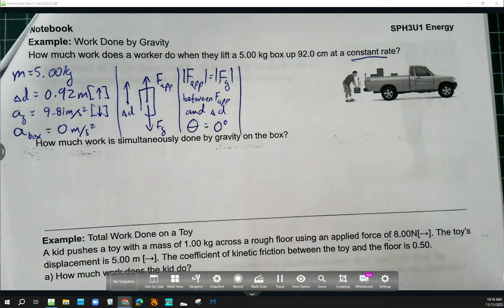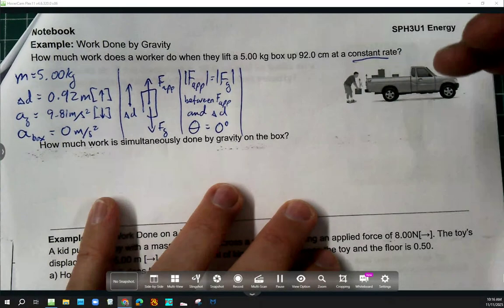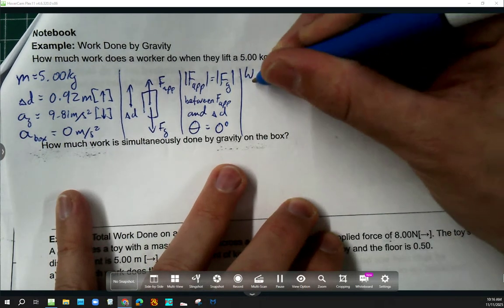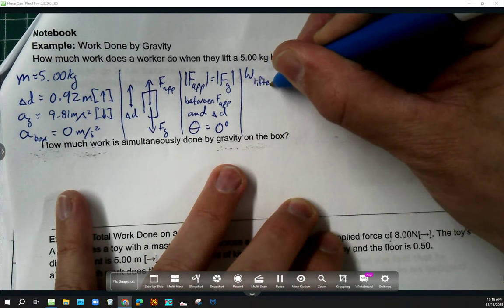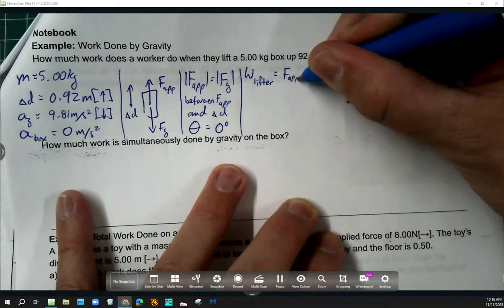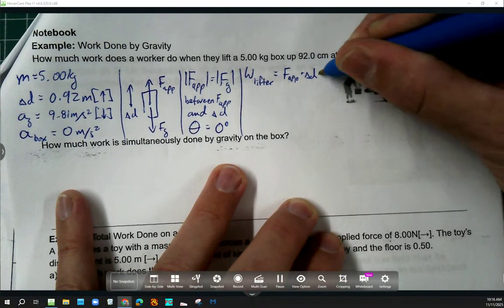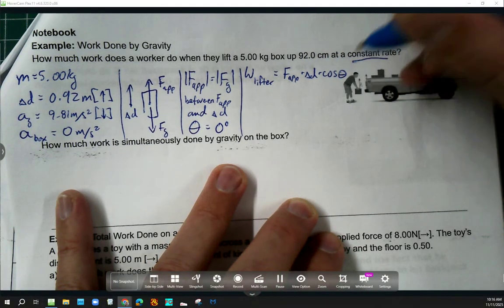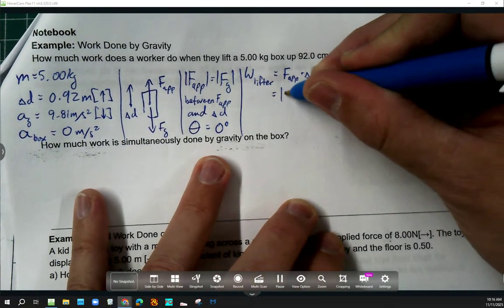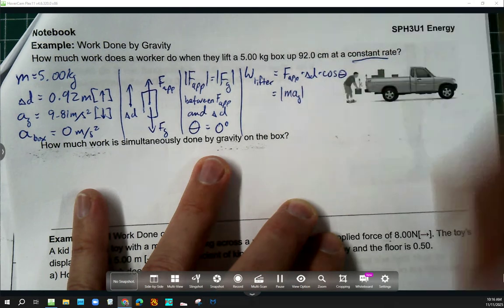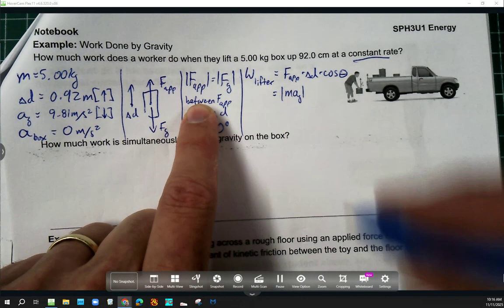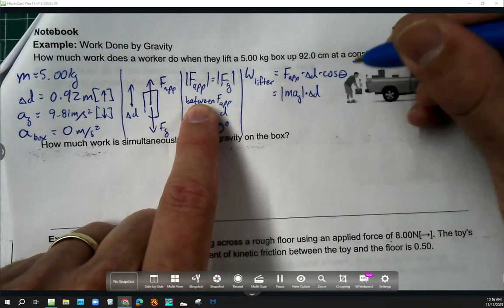So the question was, how much work does the worker do? This person, they're just doing chores or something. So work done by, let's just call them a lifter. I don't want to have work of worker. Let's call it work of the lifter. They're going to have an applied force times displacement times cosine of theta. I know that the applied force is going to be really the magnitude of mg, because the applied force is going to have to counterbalance the force due to gravity. I've got a displacement times cosine of theta.